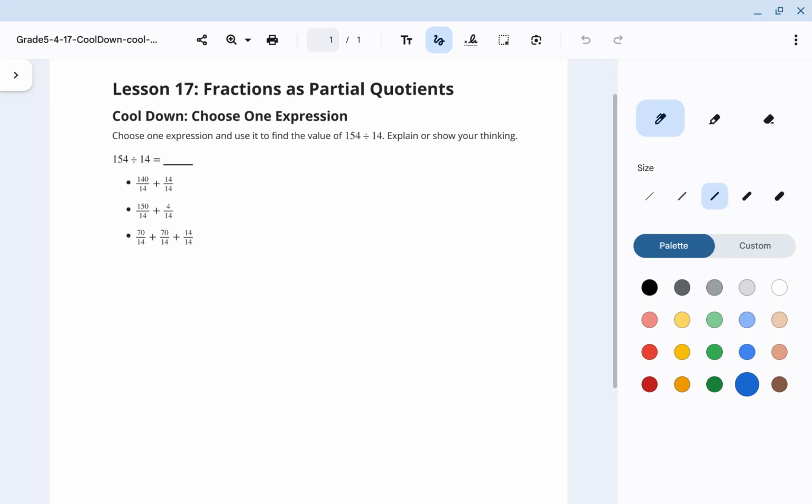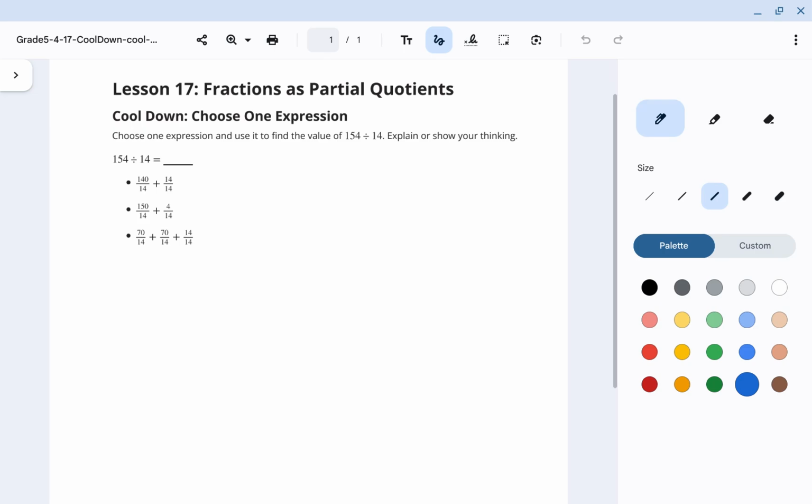Good morning, mathematicians. We are looking at lesson 17, fractions as partial quotients, and this cool down is titled Choose One Expression. We are to choose one expression and use it to find the value of 154 divided by 14, and then we will explain or show our thinking.